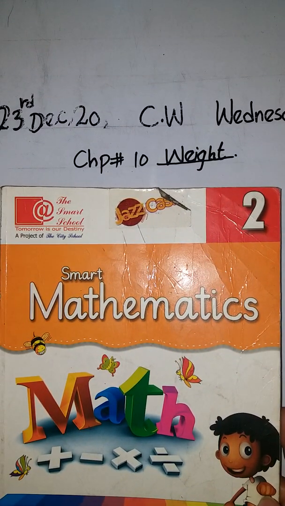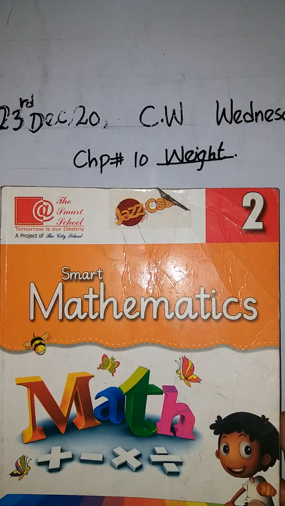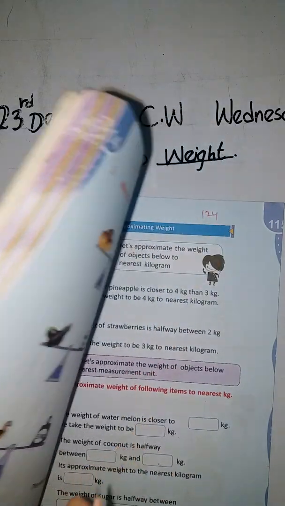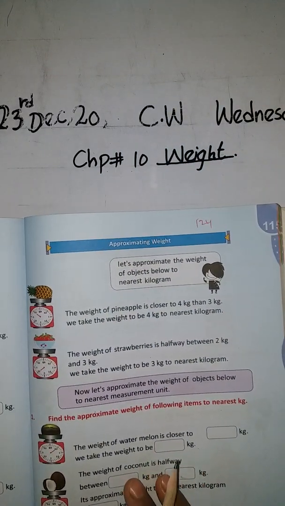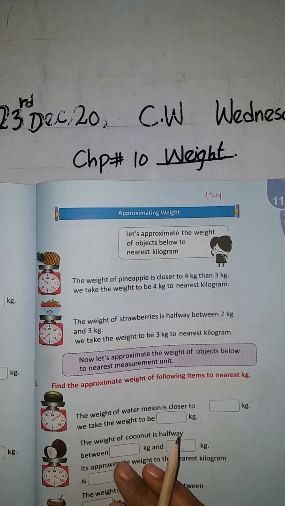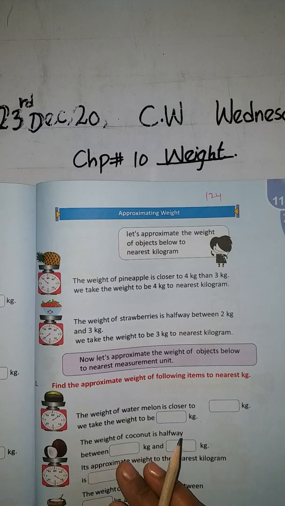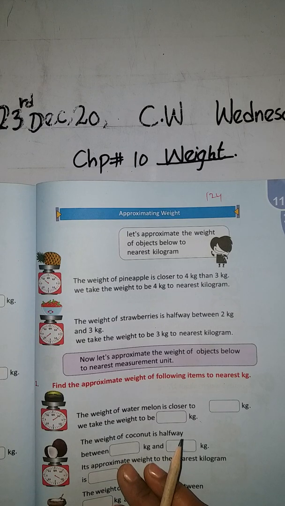Today is 23rd December and our chapter is weight. So open up your books, page number 124. Today we will learn approximating weight. Approximating means to tell the closer.